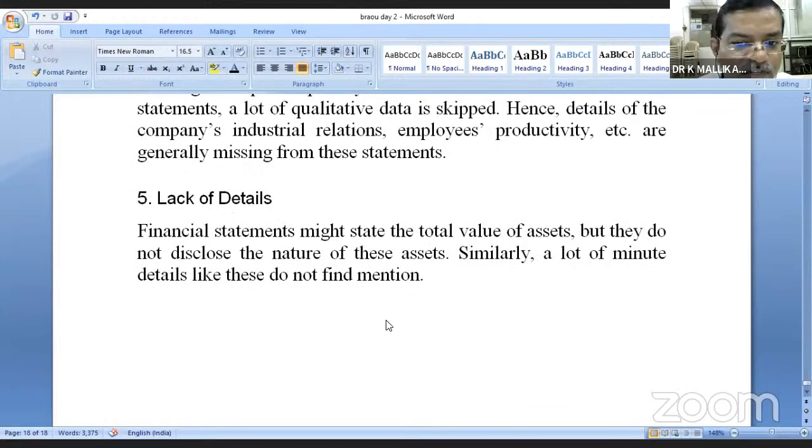Okay, lack of details. So they are not mentioning the total value of assets. See that the value of assets is different from period to period. Ante kada same untaya value of assets. There is a lot of difference between book value and market values, right? Book value and market values. So which one they will consider? In most of the cases the book value is considered. Okay, the book value is considered.